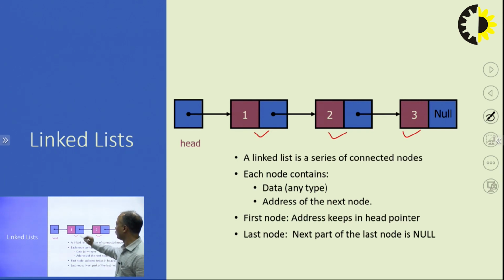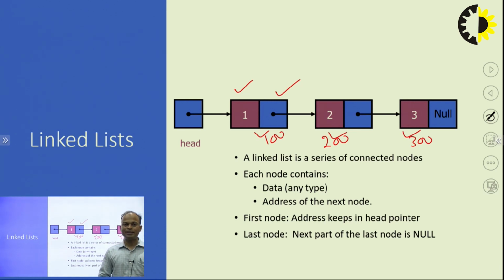This particular field is called the item field, and this particular field is called the address of the next node. The item part contains the data, and the address part contains the address of the next node. So here we have a total of 3 nodes. Say the address of the first node is 100, the address of the second node is 200, and the address of the third node is 300.